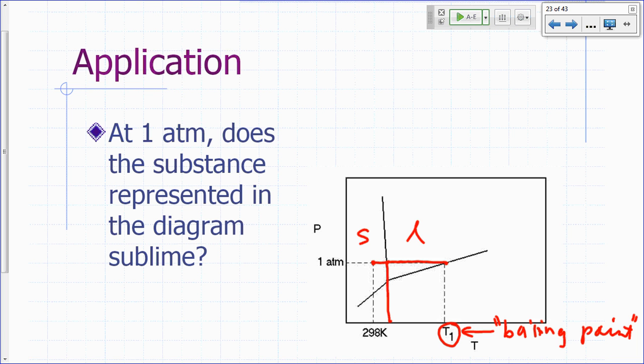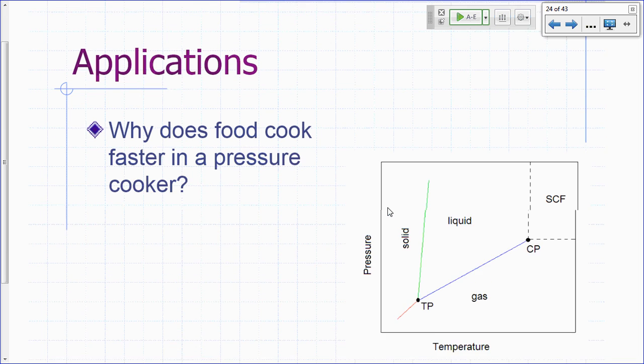Okay. So in other words, under what conditions will a substance sublime under ordinary conditions? It would sublime if the triple point happens to be above 1 atmosphere. If the triple point is below 1 atmosphere, it will not sublime by heating at constant pressure.